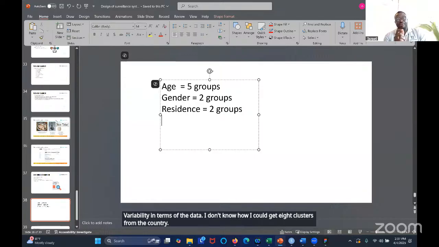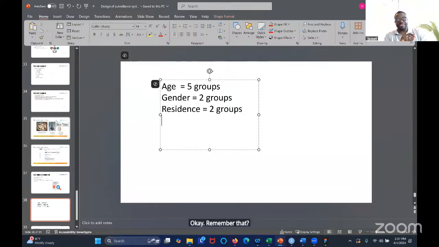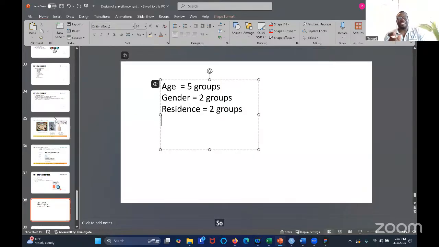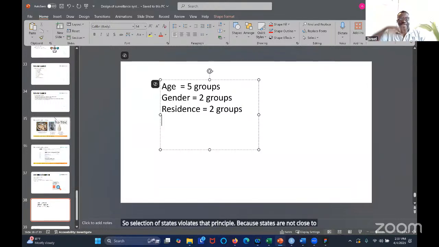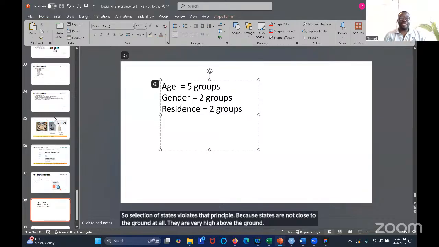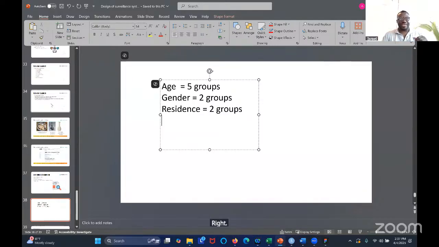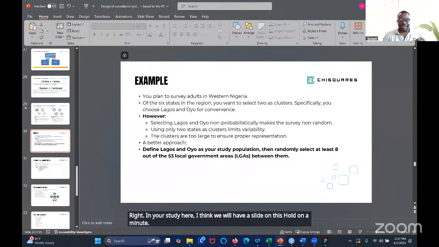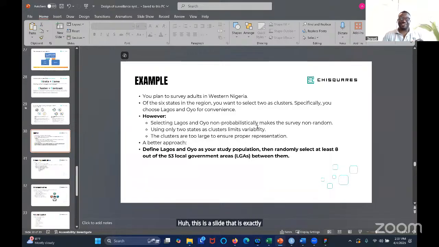Okay. Remember that the fundamental principle in selecting clusters is that we said they have to be very close to the ground, remember? Yes. So selection of states violates that principle because states are not close to the ground at all. They are very high above the ground, right? So in your study here, I think we even have a slide on this. Hold on a minute. This is a slide that is exactly relevant to your case.